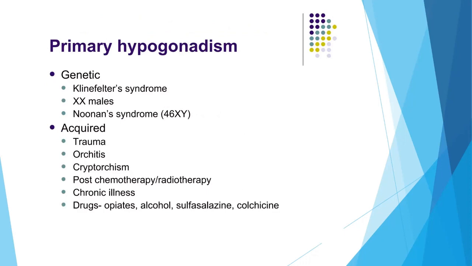So primary hypogonadism is generally due to genetic effects like Klinefelter syndrome, double X males, Noonan syndrome, 46XY. The acquired causes may be trauma or orchitis in case of mumps patient, cryptorchidism, post chemotherapy patient, chronic illness, or drugs like opioids, alcohol, sulfasalazine, colchicine, and cocaine.